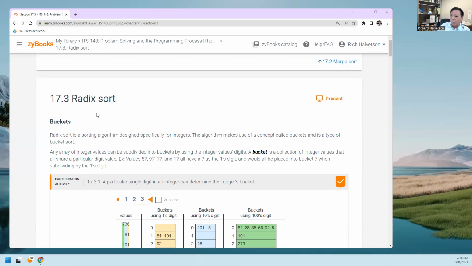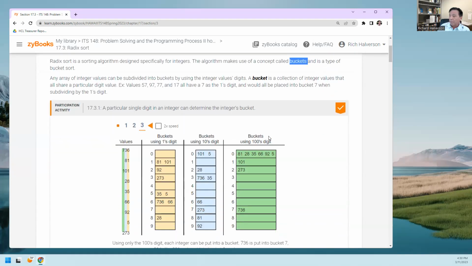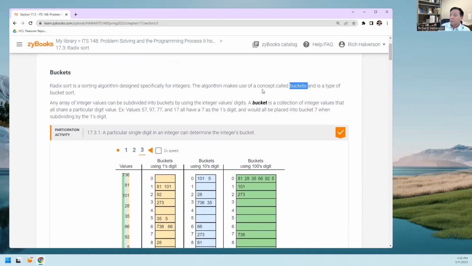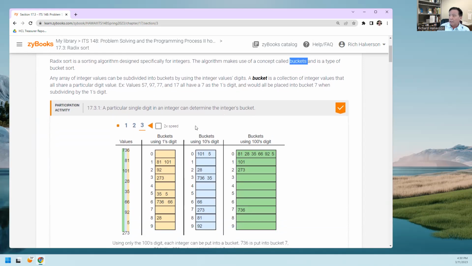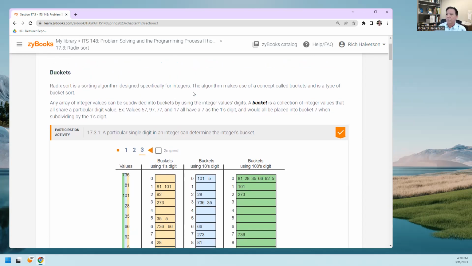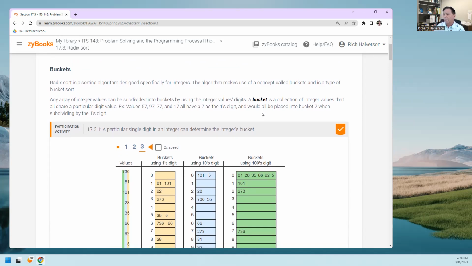Okay, with radix sort, we use the concept of buckets. There are going to be 10 buckets, and the bucket number is going to correspond to a digit of the integer that we're sorting. These have to be integers that we're sorting.